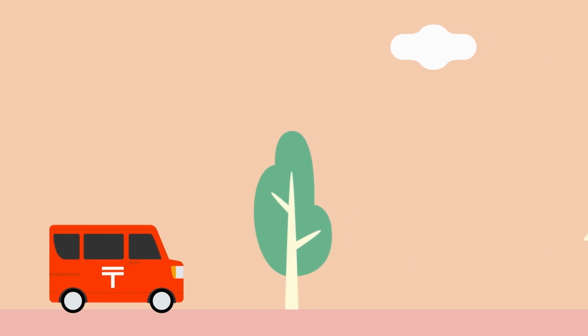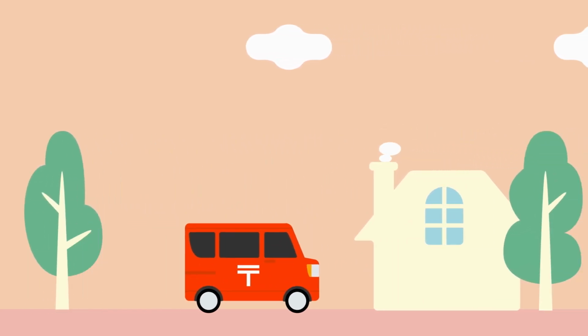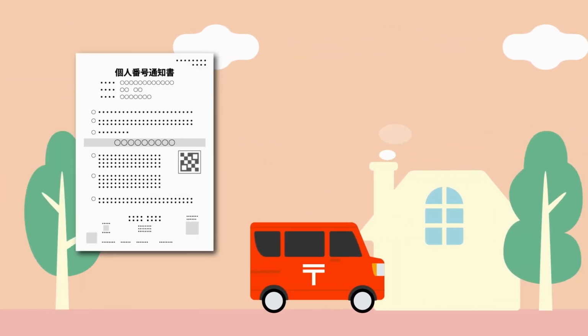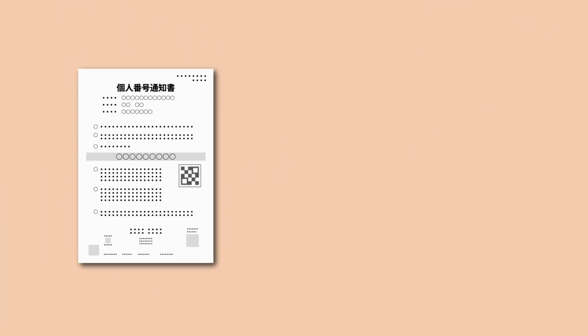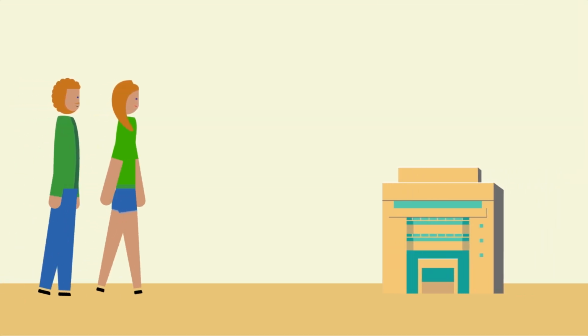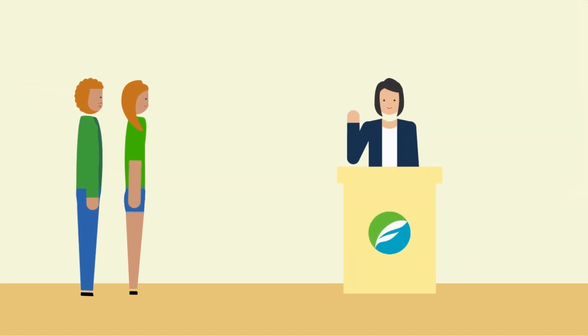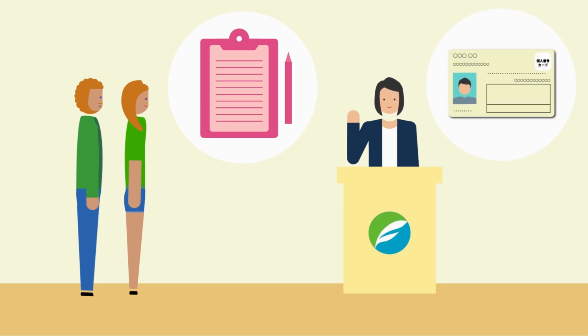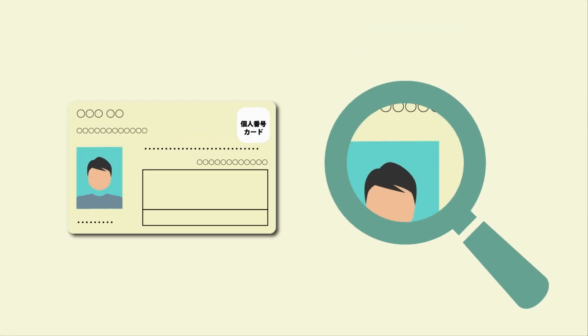When you begin living in Japan, your individual number notification card with your own My Number will be delivered. Please be aware not to throw this individual number notification card away by accident. At your request, you can get your chip photo My Number card through the city hall. As your official ID, you can use this card at various places.